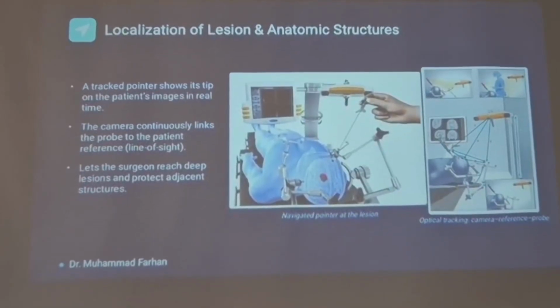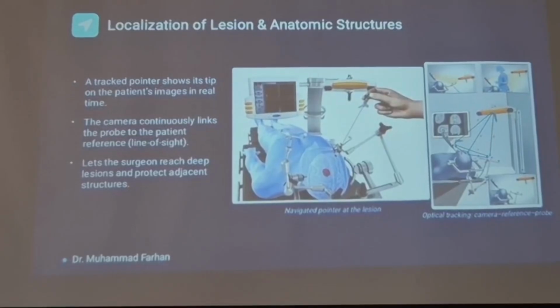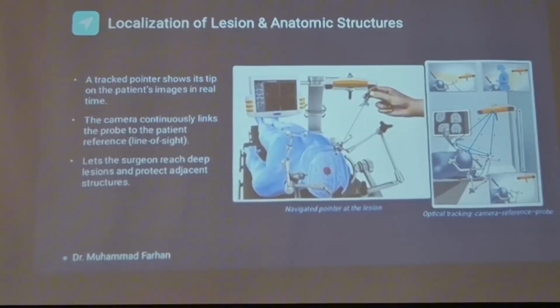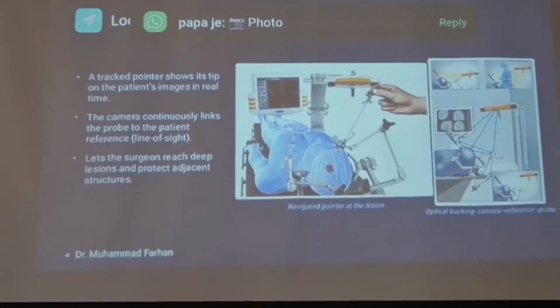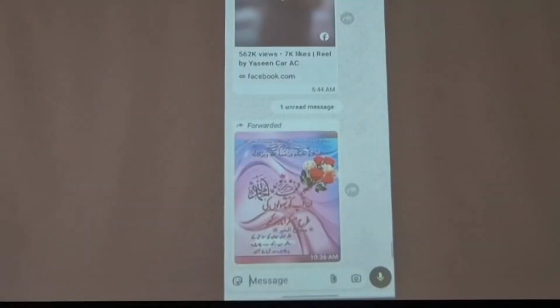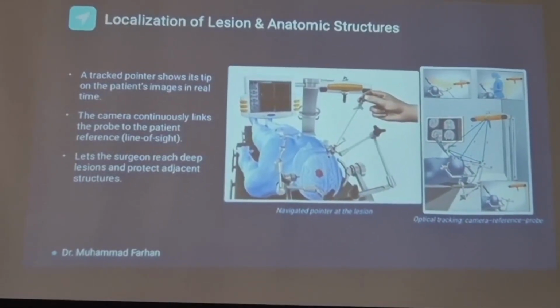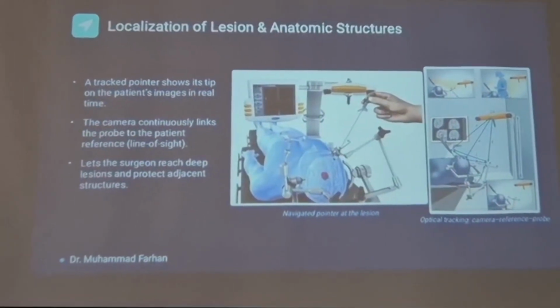Then localization of lesion and anatomical structure. As we can see, there is an infrared camera and a probe on the patient, and it registers the patient and then navigates to the lesion of the patient. We can place on different anatomy. The camera continuously links the probe to the patient reference, and lets the surgeon reach deep lesions and protect adjacent structures.